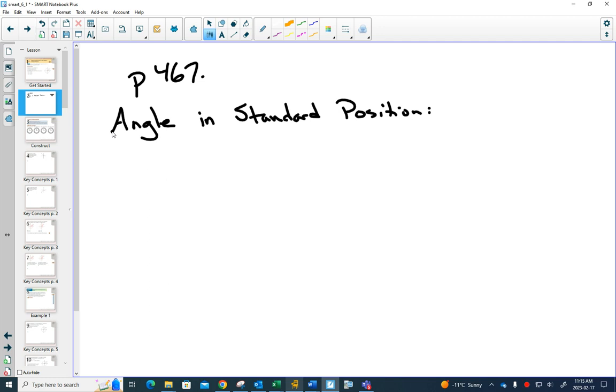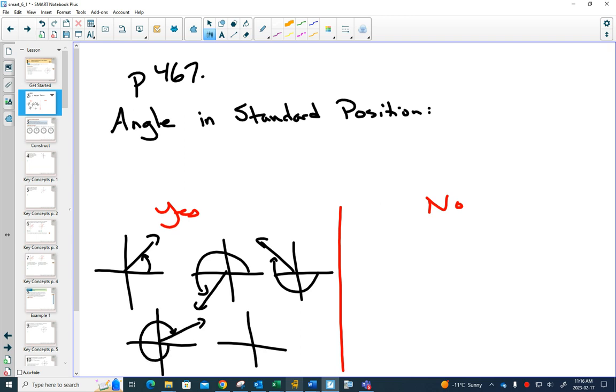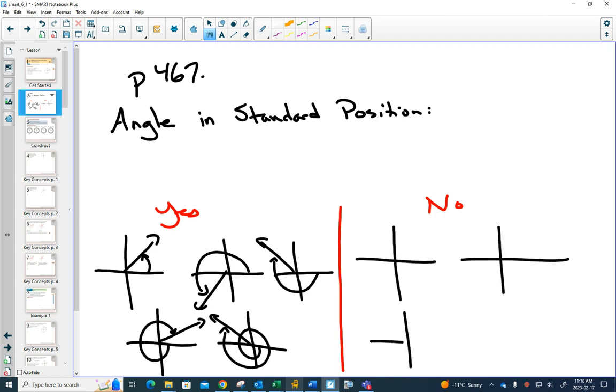So you don't have to draw these down. I'm going to split my page. I'm going to put this side as yes, this side as no, and I'm going to draw a bunch of angles in standard position for you. So for example, here's one, here's another one, here's an angle in standard position, there's an angle in standard position, and there's an angle in standard position. And then I'm going to draw you some examples of ones that are not.